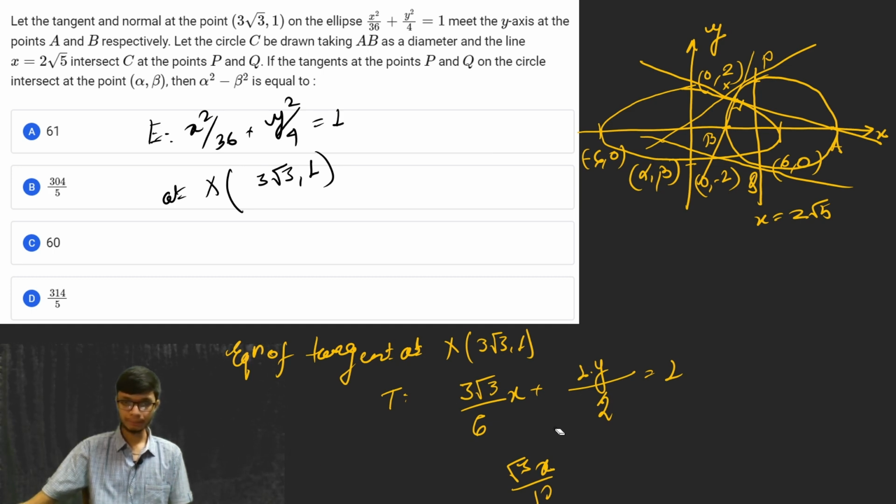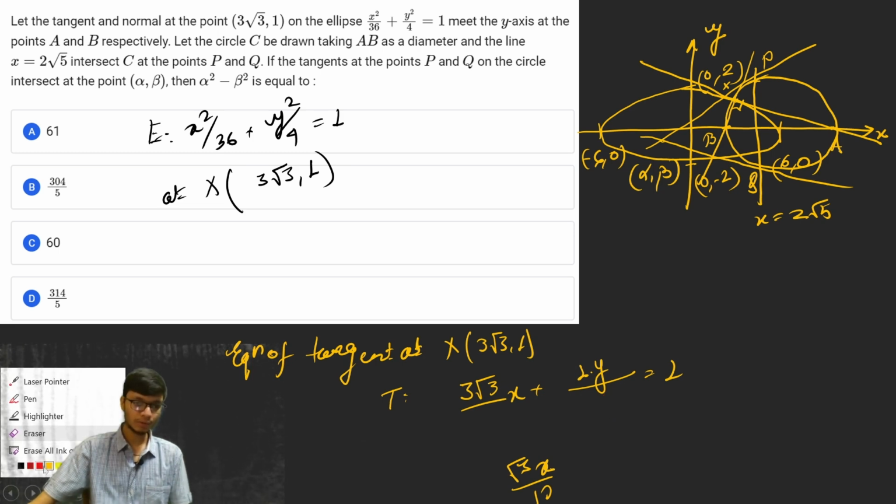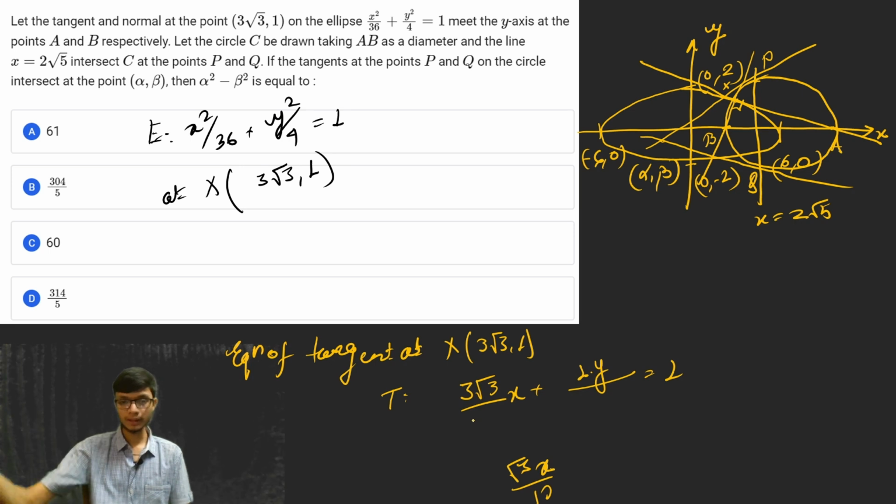Sorry, that's a mistake, that is a squared, because only if you take the parameter will the a cancel between numerator and denominator. So this will be 36 only, and this will be 4. So this will be root 3 x by 12 plus y by 4, which is equal to 1. So that is the equation of the tangent.